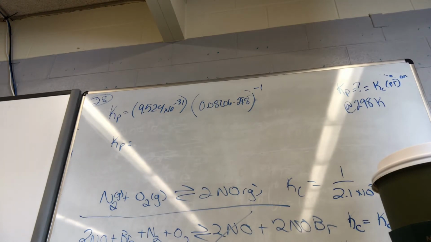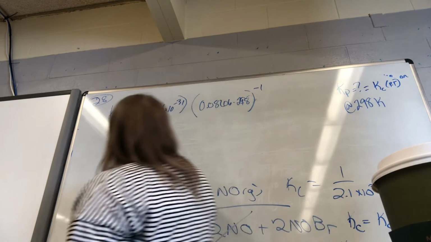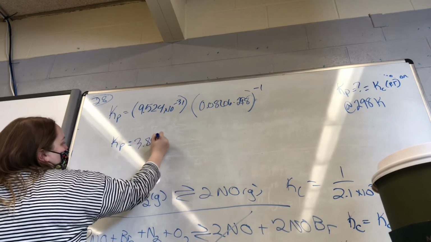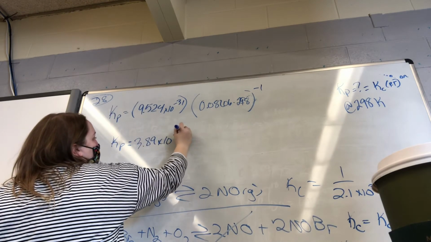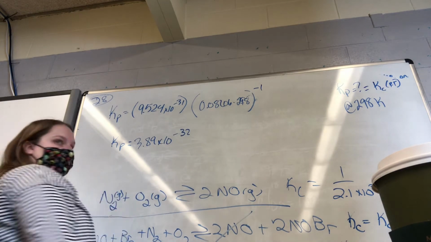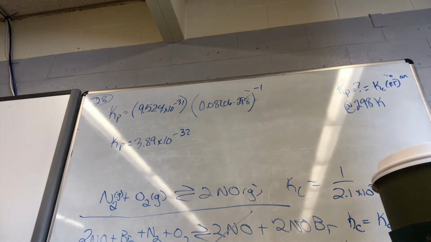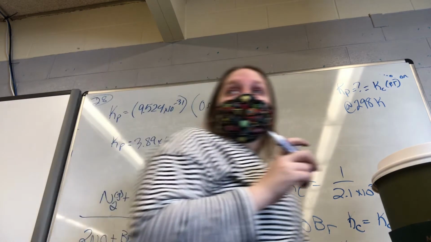What do we get for an answer? 3.89 times 10 to the negative 30. So 3.89 times 10 to the negative 32nd power. You should do it on your own to confirm.